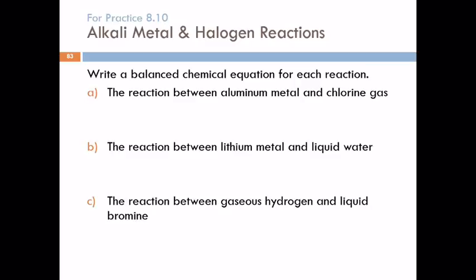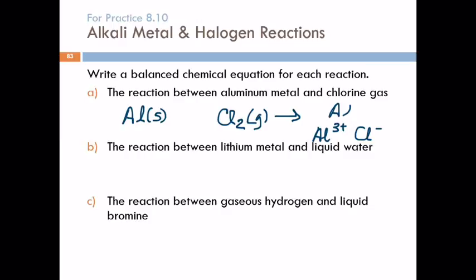So write a balanced chemical equation for each reaction. This is the kind of stuff that I always found really tough as a student. So let's look at aluminum metal and chlorine gas. What do we know about chlorine? Is it a diatomic element? Yeah, it is. So its formula is going to be Cl2. Well, metals and halogens form ionic compounds. So do we know what charges aluminum and chlorine will like to have? Yeah, so we know that aluminum makes a +3 ion and chlorine makes a -1 ion. So we can predict that the formula is going to be AlCl3.